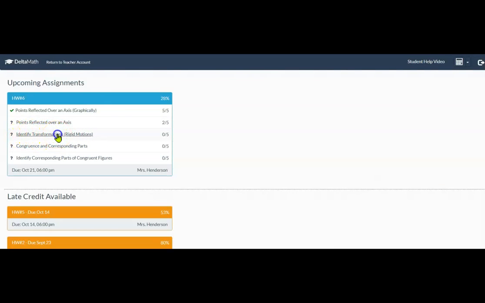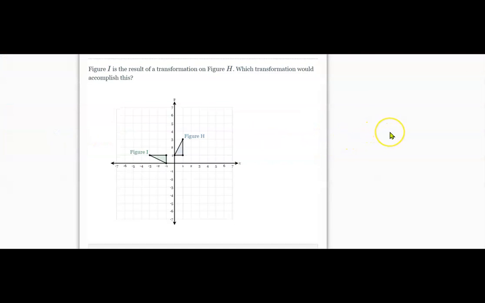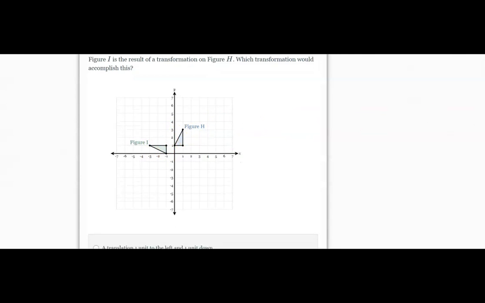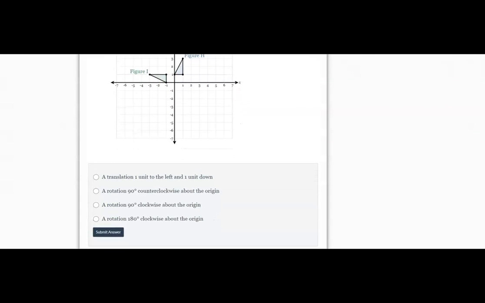All right, let's identify some rigid motions. So a rigid motion is a slide, a flip, or a turn, known as reflection, translation, rotation. So it looks here like we have figure I, which is the result. Figure I is the end, and figure H is the beginning. And it looks obvious to me that that figure has turned. So this is a turn or a rotation. So it's not a translation, it's one of these rotations.